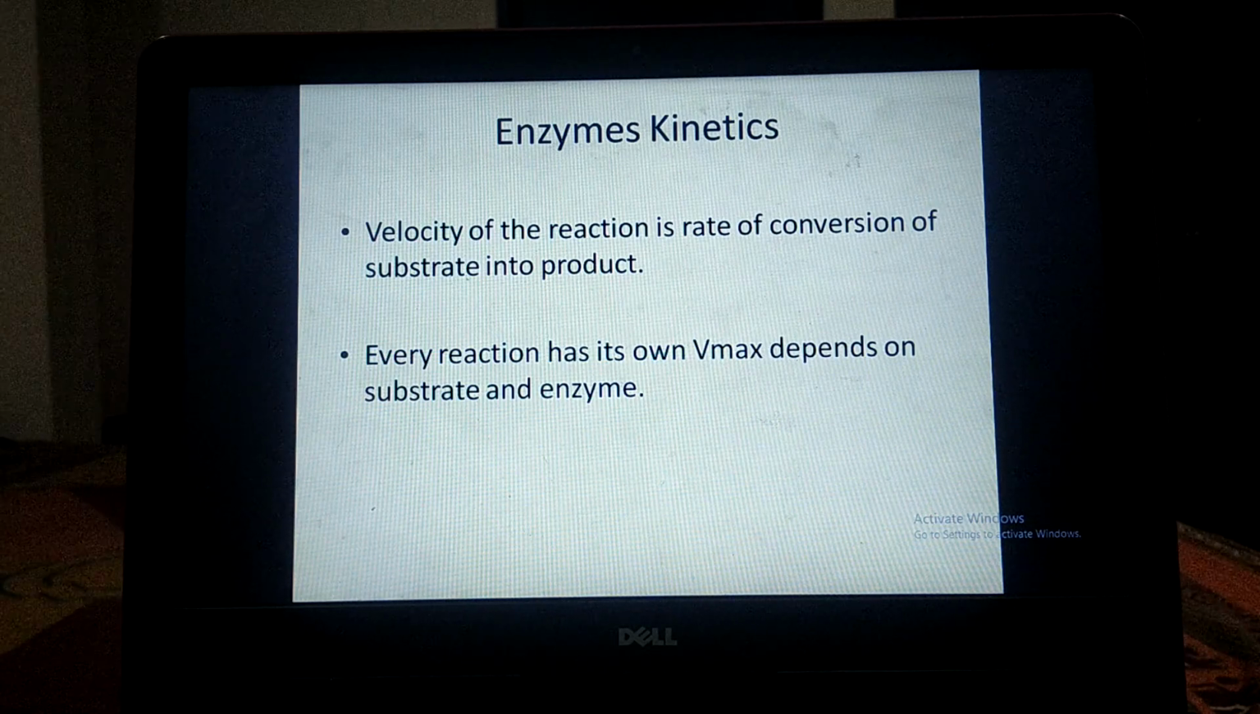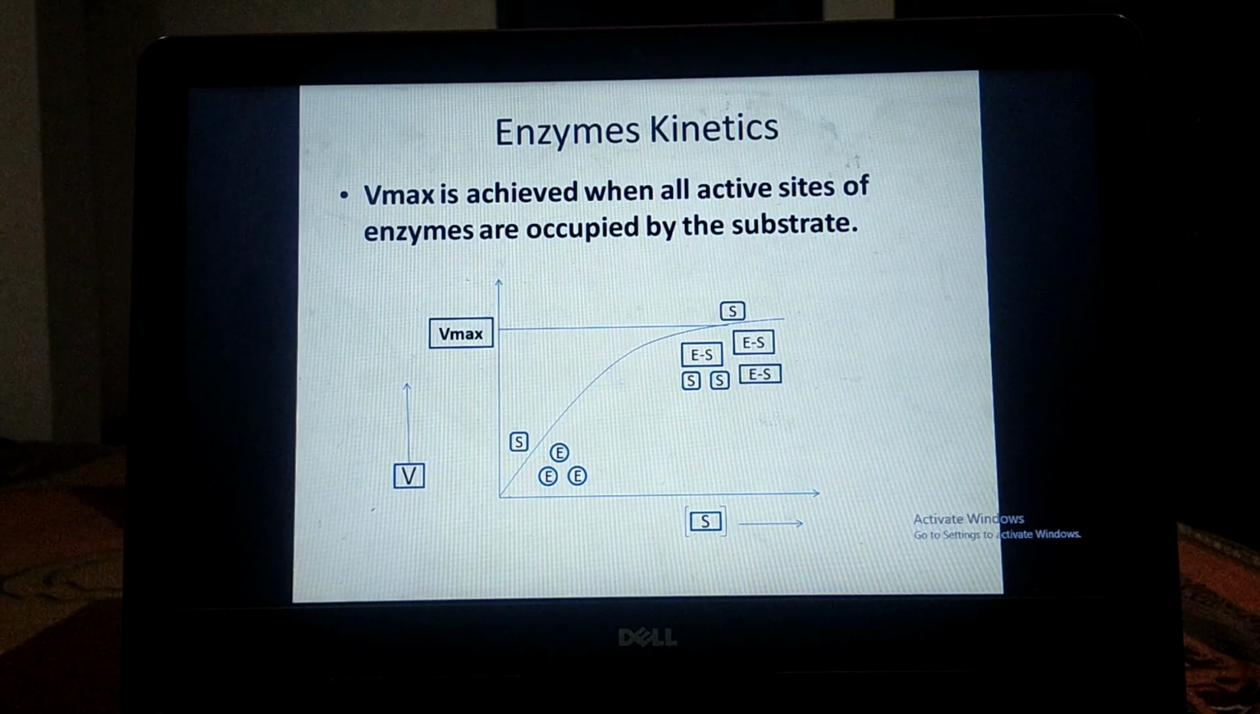Every reaction has its own velocity and it attains a maximum velocity when all enzyme molecules are involved in the catalysis. So each reaction has a different maximum velocity or Vmax, which depends on the concentration of enzyme and the concentration of substrate. So Vmax is very specific for enzyme and substrate. That means it is very specific for a reaction. This graph shows that Vmax is achieved when all enzyme molecules bind with the substrate and catalysis occurs at a particular time. So Vmax is achieved when all active sites of enzymes are occupied by the substrate.